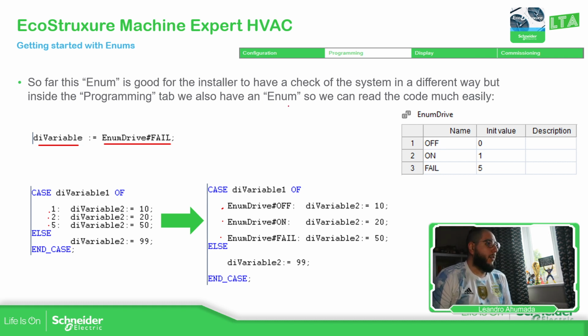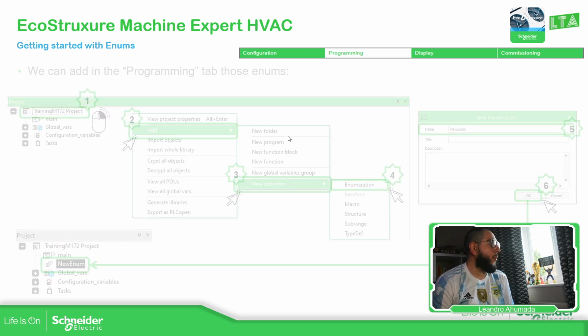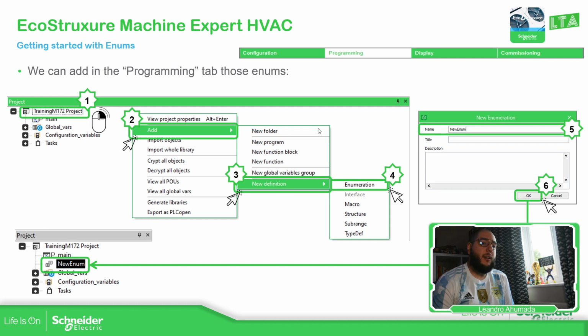For example, if I want the drive to run, I just replicate the same and output enum drive, this one, the hashtag on, and that's it, instead of putting the value 1. In this case, it's simple because it's 1, but if you have different kinds of commands, it's going to be much easier to create an enum. So how can we create an enum now in the programming part?